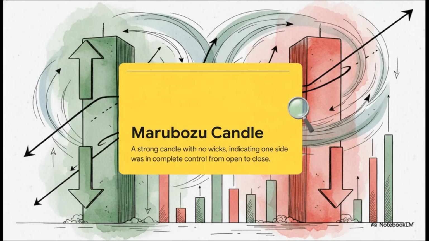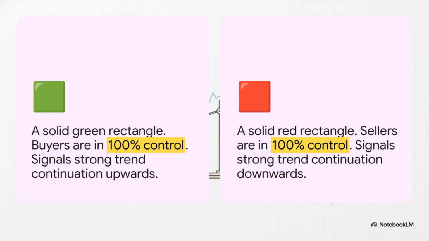All right, now if you want to see what pure, undisputed control looks like, you look for the Marubozu. This candle has no wicks at all. It's just a solid rectangle. And what that means is from the second the candle opened to the second it closed, the price only moved in one direction, period. So a solid green bullish Marubozu is a super strong signal that an uptrend is going to keep going. A solid red bearish Marubozu tells you sellers are in total command, and the downtrend is still going strong. The lack of wicks here is everything. It just screams absolute conviction.